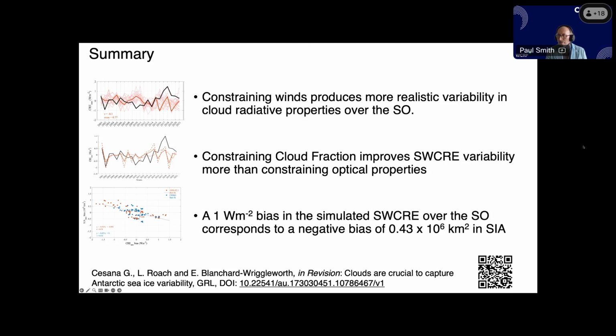I've got a question regarding that second point on your summary slide. You said that constraining the cloud fraction obviously makes a big improvement. So what would be the way forward to fix that cloud fraction issue in the models? Is that something to do with a lack of observational data, or is it another factor?